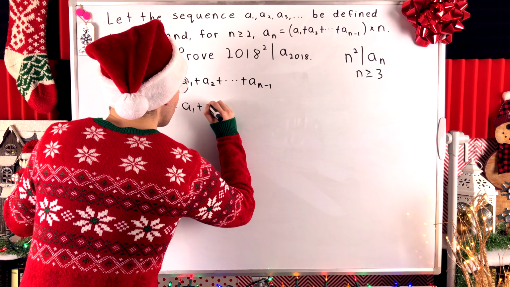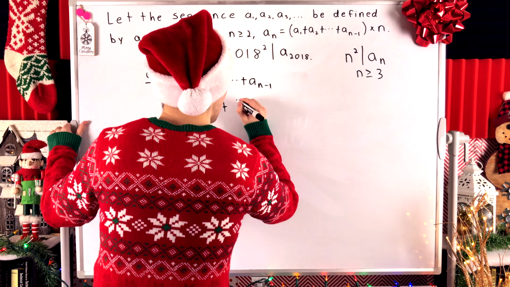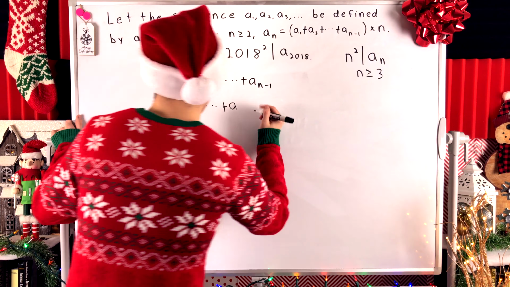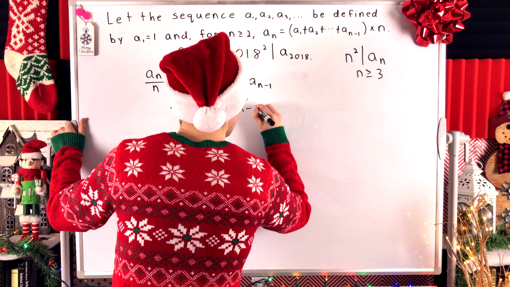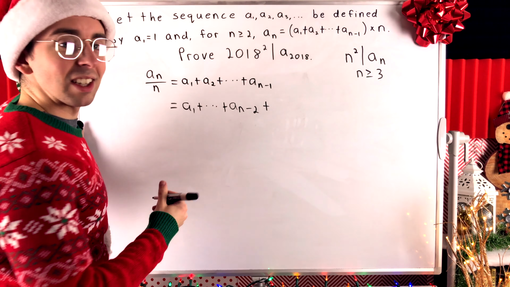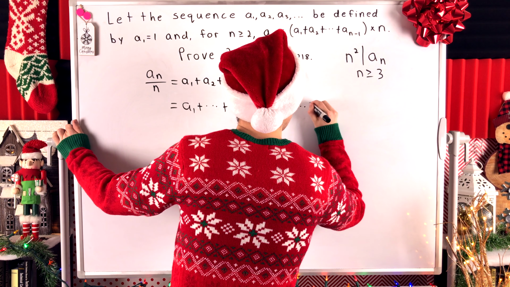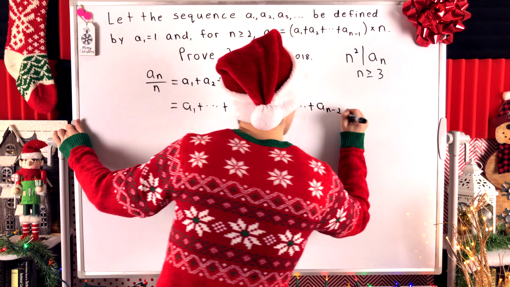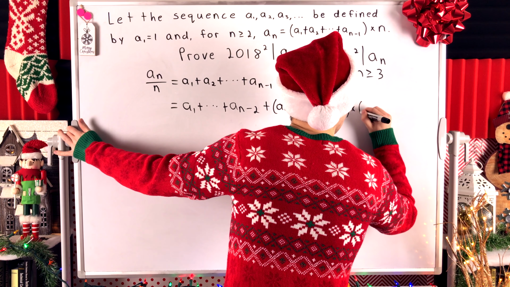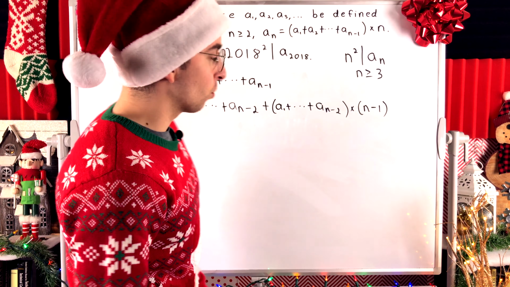We're going to have a1 plus a2 and so on all the way up to the term that precedes a_(n-1), because we're replacing a_(n-1) with an equal expression. So here we've got all of these terms plus a_(n-2) plus a_(n-1), which we are using the definition of the sequence to replace with this: a1 plus a2 and so on all the way up to the term that precedes a_(n-1), which is a_(n-2), multiplied by a_(n-1)'s position in the sequence, which of course is n minus 1.